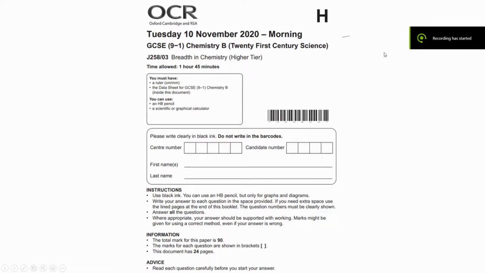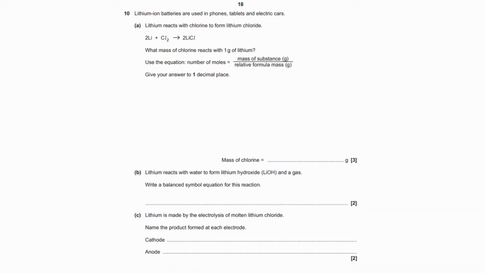Okay, so we are going to go through question 10 of this paper. This is the OCR 21st Century paper, a higher tier Breadth in Chemistry paper. This is November 2020, and we're going through question 10.